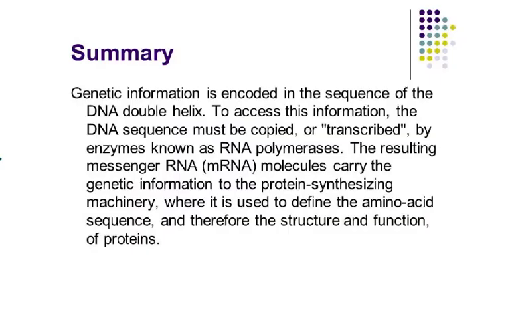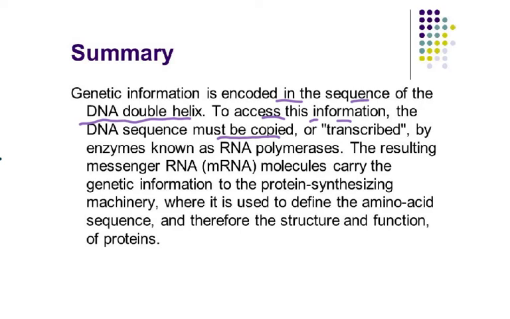Now, what is genetic information? The summary is that genetic information is encoded in the sequence of the DNA double helix. To access this information, the DNA sequence must be copied. Why? Because the DNA must remain in the nucleus. It's just like a recipe book which I have, and you want a recipe, well, you must come and copy that recipe. I can't give you my entire book. The book must stay with me. So that is why the DNA or the chromosomes must stay in the nucleus, because we will repeatedly ask for the information how to make a certain protein.